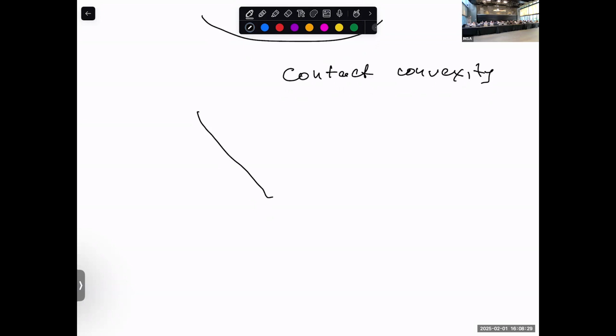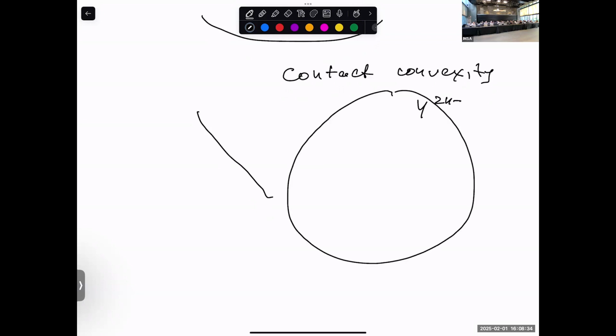Suppose we now have a contact manifold. We have some manifold Y, a 2n minus 1 dimensional manifold, and a contact structure, which means a non-integrable hyperplane field. And now you have a hypersurface sigma in the contact manifold, and you would like to understand what convexity is. Let's first start with a similar definition. We want some vector field, and we would like it to be what is called a contact vector field, so the flow of this vector field Z preserves the contact structure.